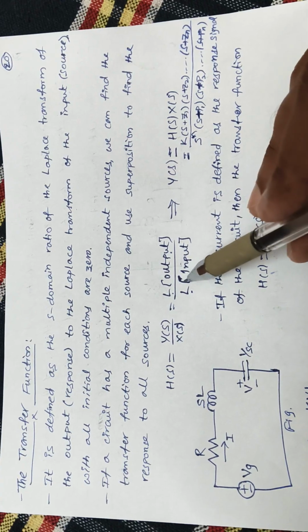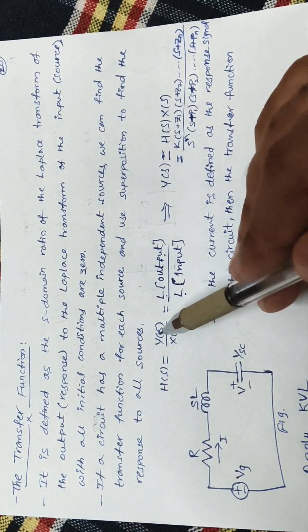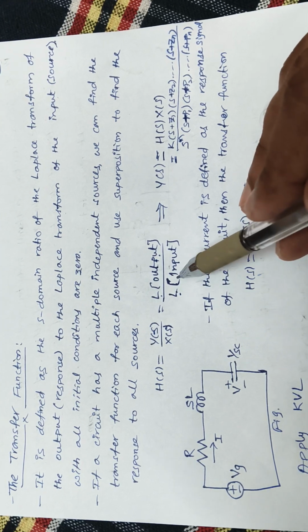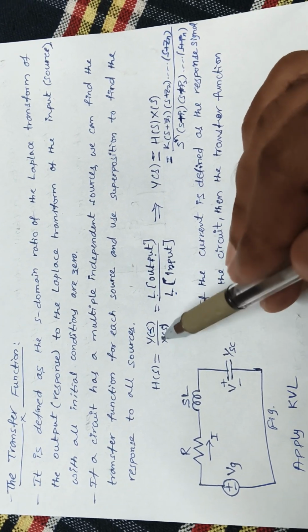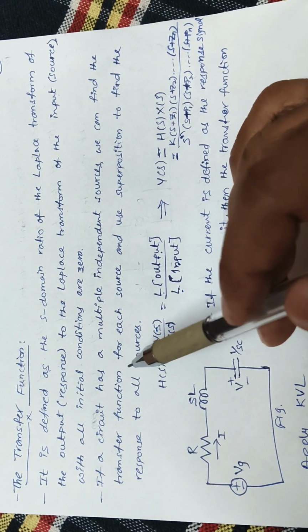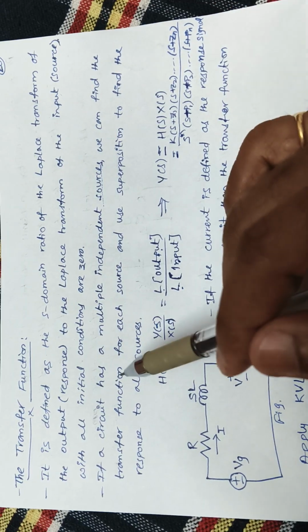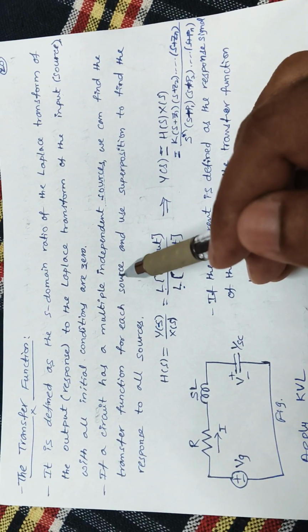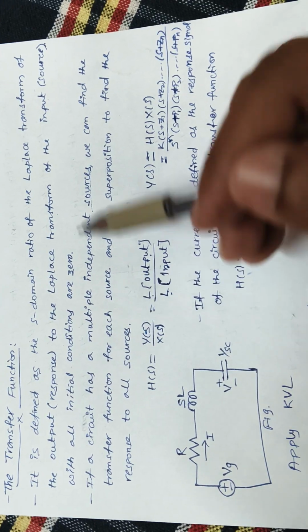The ratio of the Laplace transform of output: if y of t is the output, it becomes Y of s, divided by the Laplace transform of input, where x of t is the input, it becomes X of s, and it is denoted with H of s. If a circuit has multiple independent sources, we can find the transfer function for each source and use superposition to find the response to all the sources.